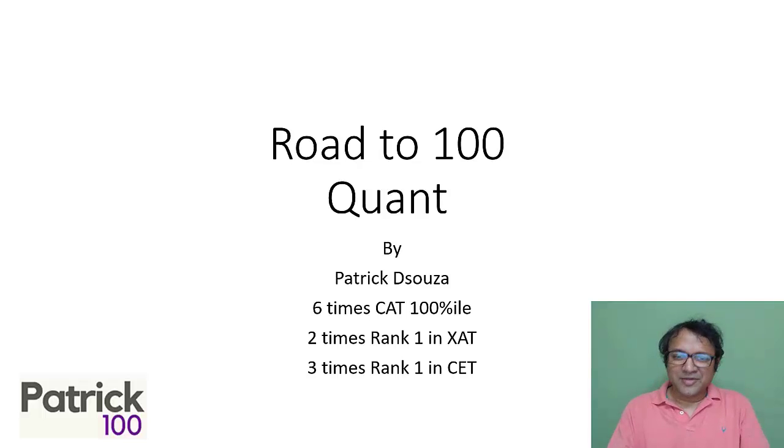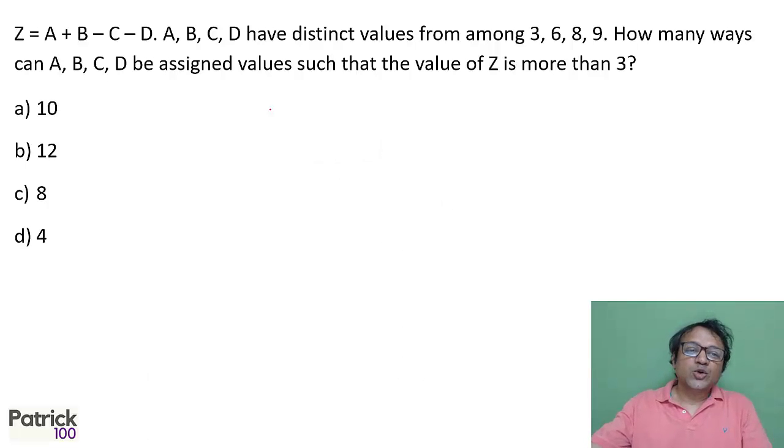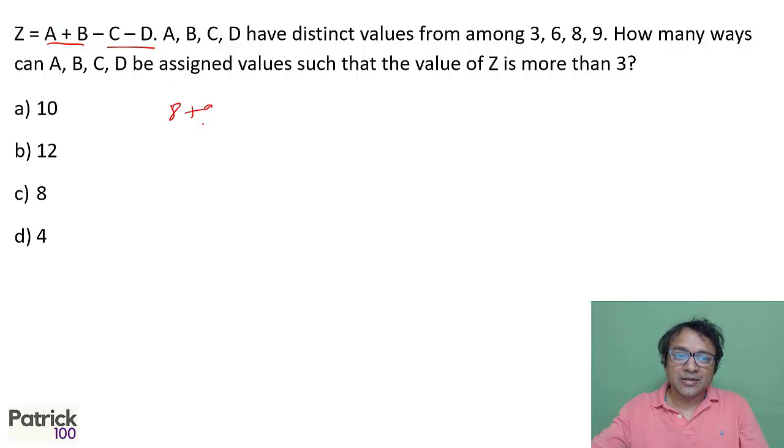Welcome to row 200. Z is equal to A plus B minus C minus D, where A, B, C, D are distinct values from 3, 6, 8, 9. How many ways can A, B, C, D be assigned such that Z is more than 3? Let's take A and B as positive and C and D as negative, subtracted. If I take the highest values for A and B, which are 8 and 9, that is 17. C and D is 6 plus 3, which is 9. If you subtract it, it is obviously more than 3.